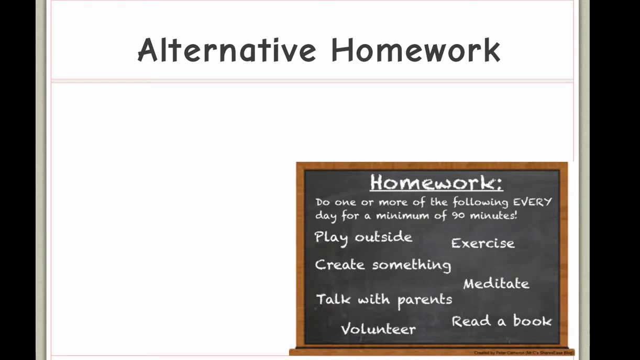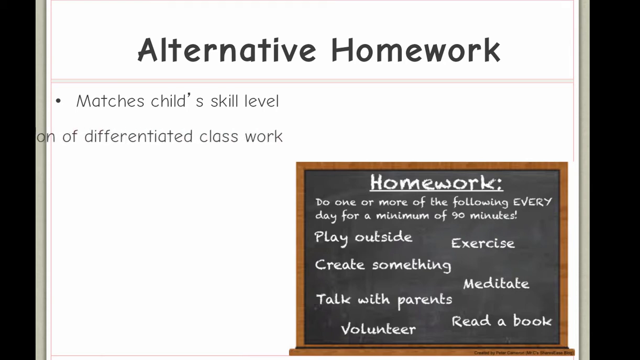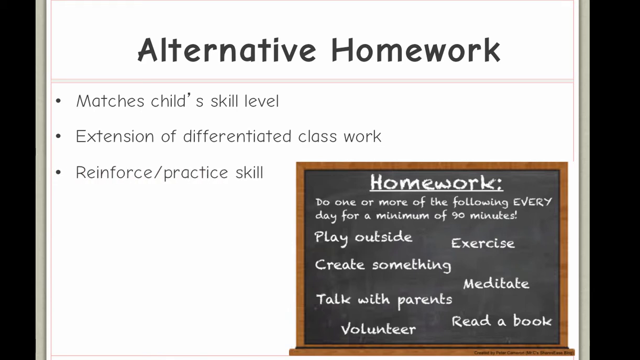Alternative homework, as I've indicated before, is a great way to differentiate. It's not more homework or less homework, it's just different homework. So you give students work where they can be successful, work that doesn't frustrate them and that they can complete within a reasonable amount of time. Homework can be an extension of differentiated classwork, as in centers, it could be a reinforcement, practice, or an application.